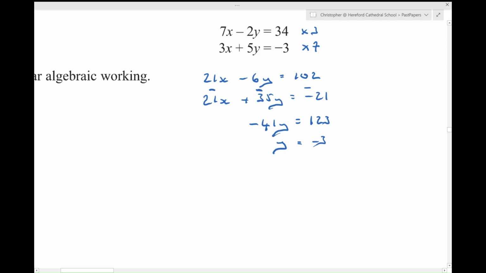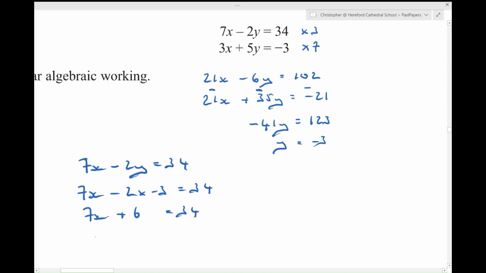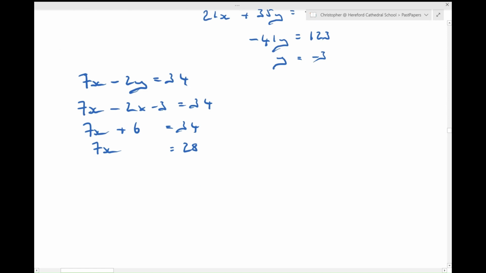Okay, let's put that value of y into equation 1 to get x. Equation 1 is 7x minus 2y equals 34, and y is minus 3. So that's 7x minus 2 times minus 3 equals 34. 7x plus 6 equals 34. Subtract 6 from both sides. 7x is 28. Divide both sides by 7, and x is 4.